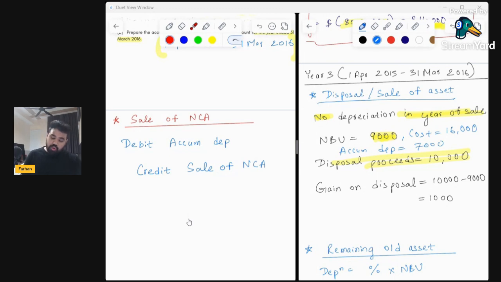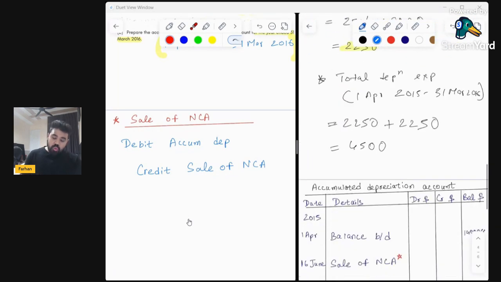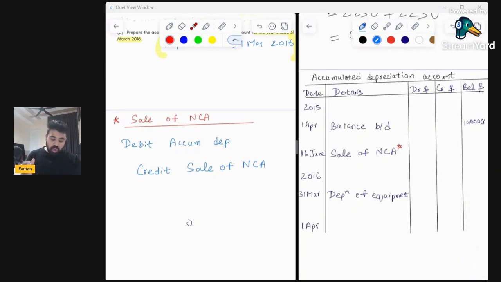Now that we have to remove this asset from the books, we have to decrease our accumulated depreciation, which means we have to debit it. Because normally when accumulated depreciation increases, we credit it. So now that we have to decrease it, we debit it. And the reason we are decreasing it is because we have sold it. That is why the sale of non-current asset account takes the credit entry here. So as you understand, accumulated depreciation is being debited, and it is mainly debited within this journal entry due to the fact that we have sold it.